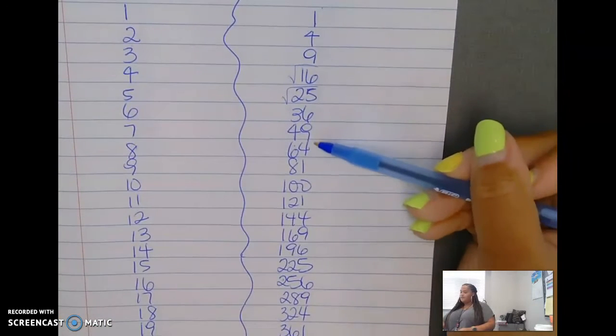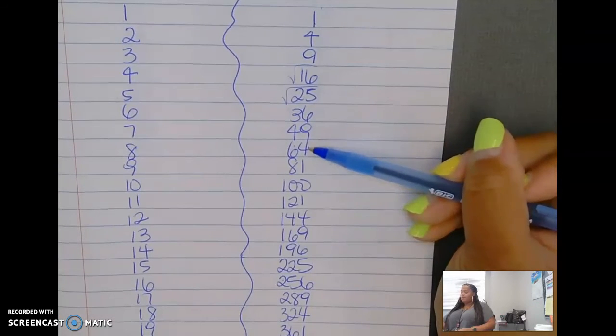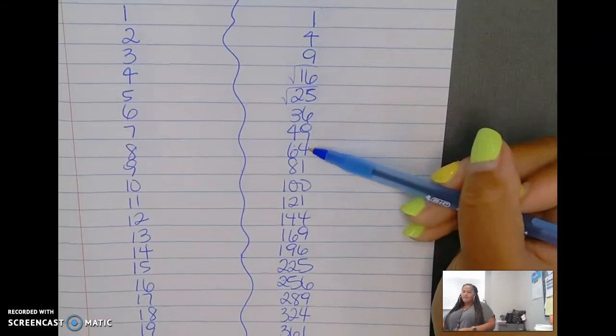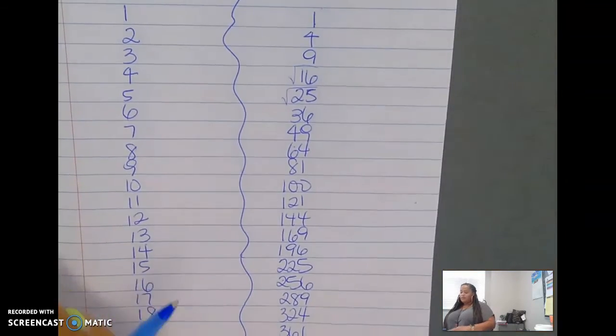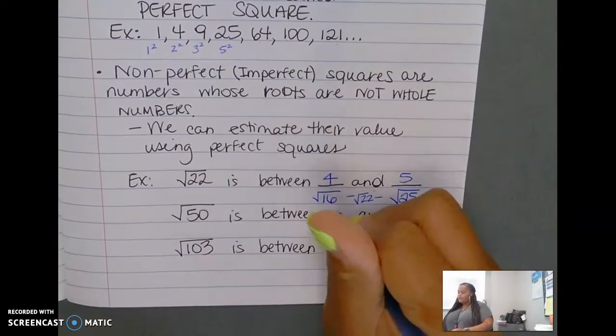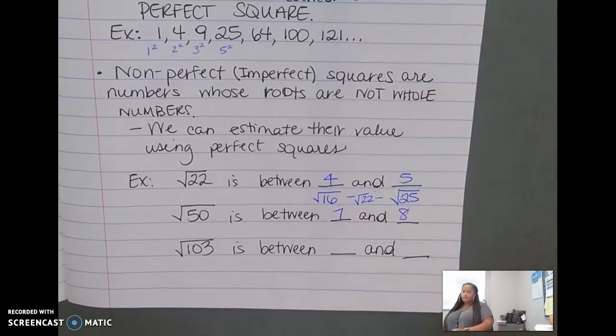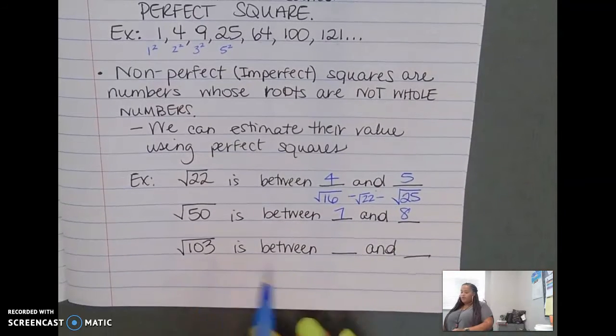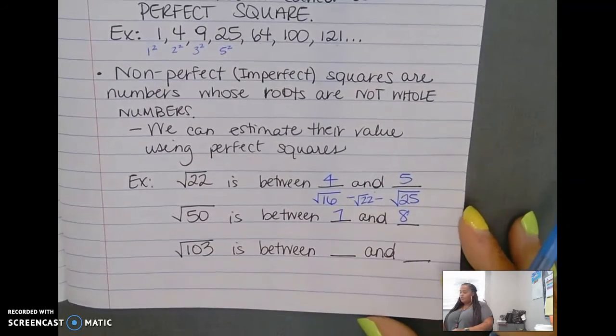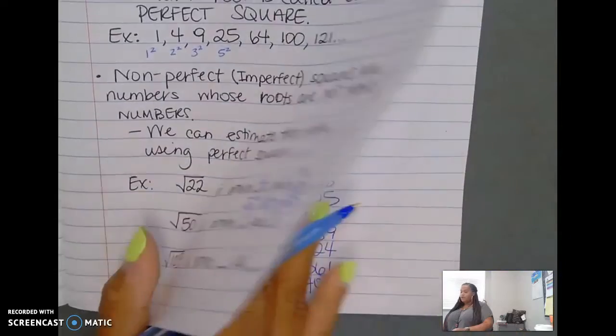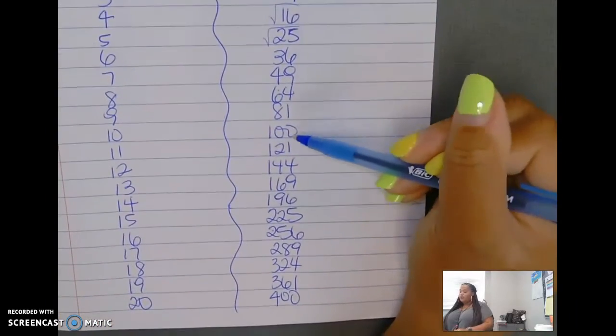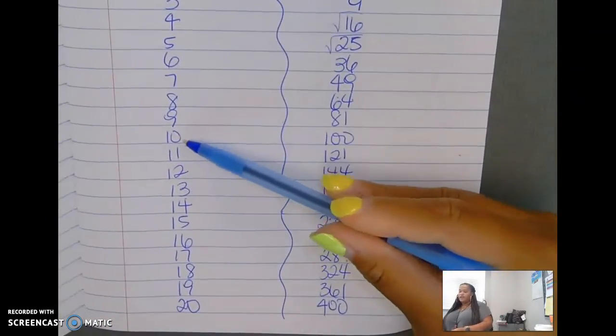Perfect squares, 50 falls after 7 but before 8. So my answer would be 7 point something something, but it would be between the whole numbers 7 and 8. 103 would fall between the whole numbers. Let's go back to my cheat sheet. 103, it would fall between 10 and 11.